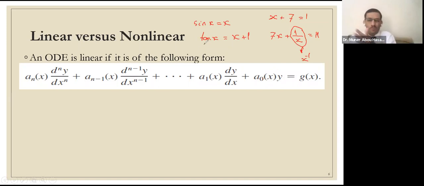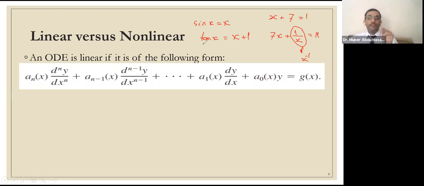Now let us move to differential equations. By the way, the students can determine if a differential equation is linear or non-linear by looking at the variable, the unknown function. And if the unknown function with its derivatives has only power 1, then the equation is linear.